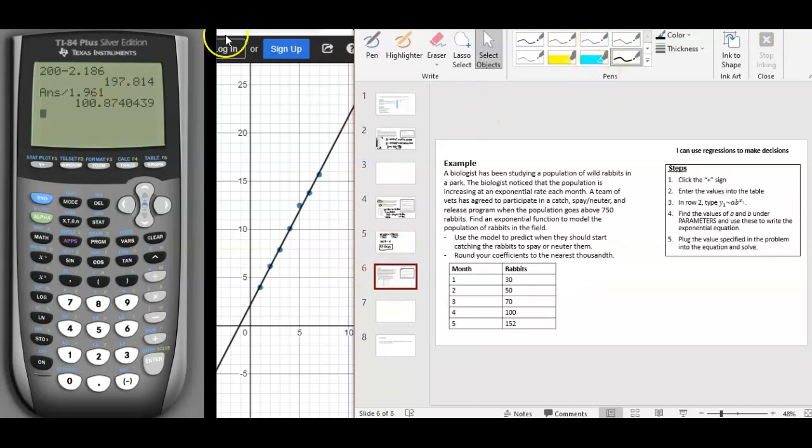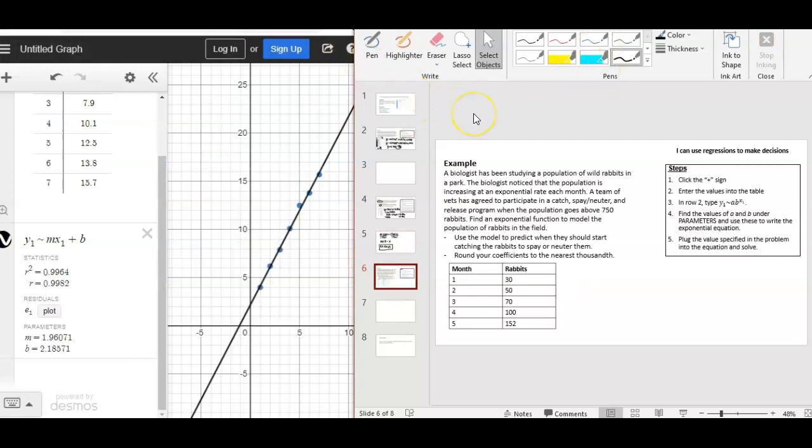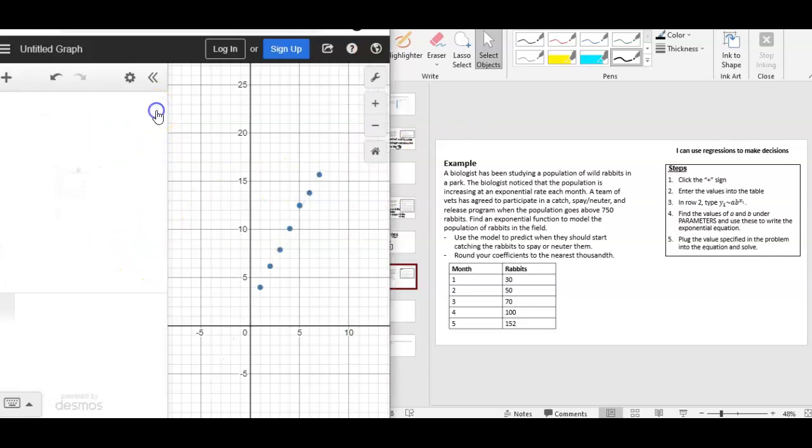Okay, so in this problem, it says a biologist has been studying a population of wild rabbits in a park. The biologist noticed that the population is increasing at an exponential rate each month. A team of vets has agreed to participate in a catch, spay, neuter, and release program when the population goes above 750 rabbits. Find an exponential function to model the population of rabbits in the field. So let's go ahead and clear this out and now create our exponential function.